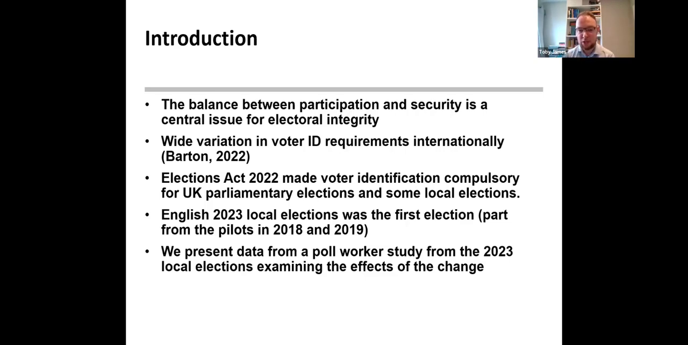So obviously, this is all new for the UK. We haven't been down this path before for a UK general election. So this is particularly important in terms of where we're going for the future. But we have had pilots of voter ID in the past. So what we're going to bring through in the presentation is an update of some of the perspectives of poll workers, building on some of the longitudinal work that Alistair and I have done on poll workers.